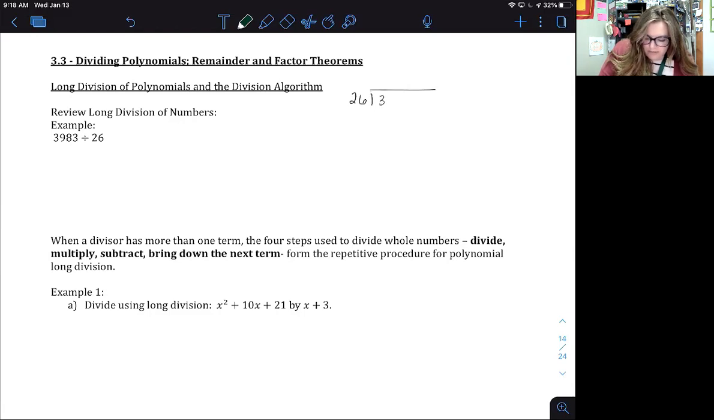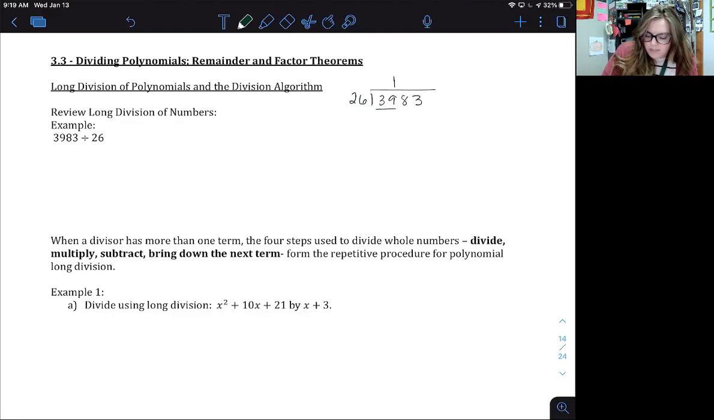And then the 3,983 goes on the inside. All right, so now we're going to look. Does 26 divide 3? No. But how many times does 26 go into 39? And that would be once. So I'm going to write a 1 above that 9. And then we're going to multiply.